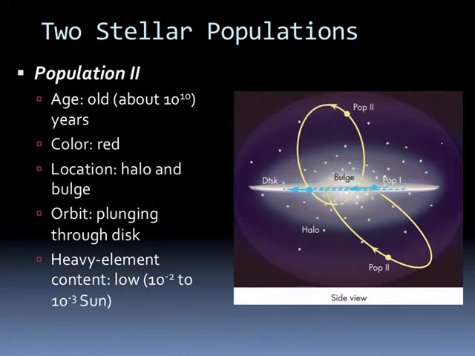Population 2 stars are old, about 10 to the 10th years, or 10 billion years. The color is red, and their location is out in the halo of the galaxy. I think of the galaxy as a basketball with most everything in a line that goes right through the center, so the spiral. But there's some stuff in this spherical region. That's called the halo. The bulge is the center bulge here. That's the location of population 2 stars. And their orbits can go way out and plunge through the disk. And they have very low heavy element content, 100 to 1,000 times less heavy elements than in the Sun.